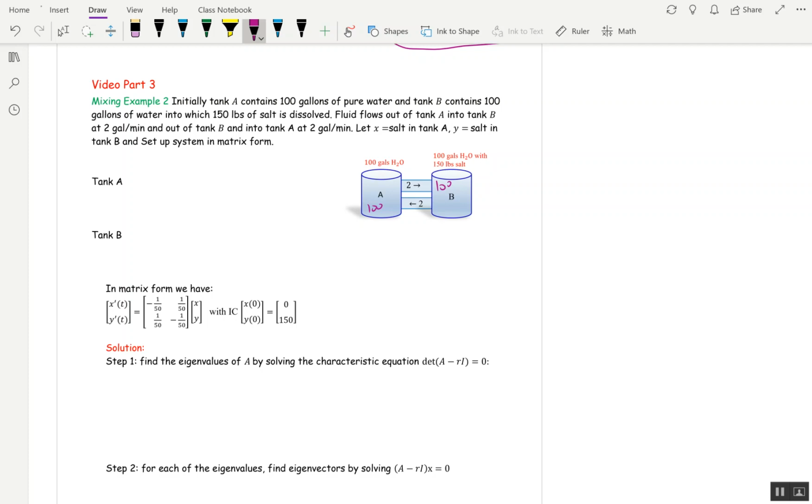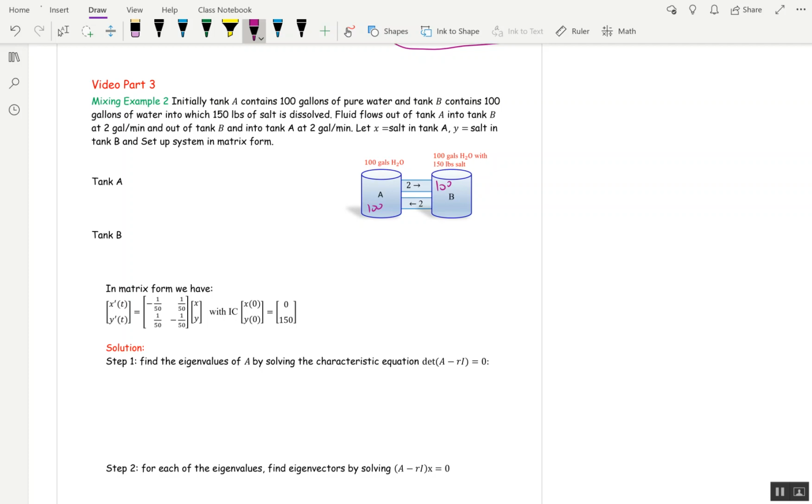Now, let's let X be the amount of salt in tank A and Y be the amount of salt in tank B. We want to set up a system for dx/dt and dy/dt, and then solve it to find out how much salt is in each tank at any given time.